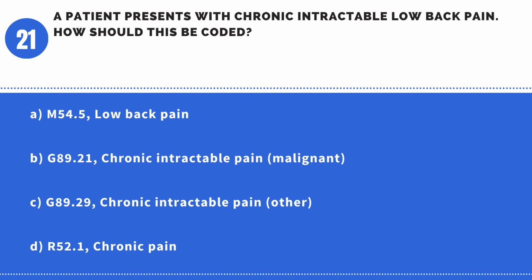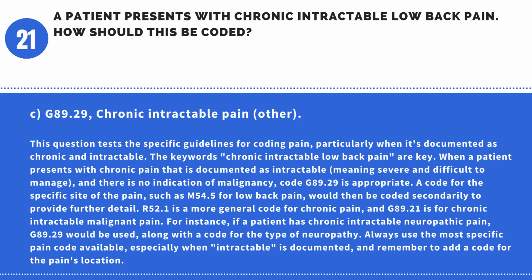B. G89.21, chronic intractable pain, malignant. C. G89.29, chronic intractable pain, other. D. R52.1, chronic pain. Answer C. G89.29, chronic intractable pain, other.